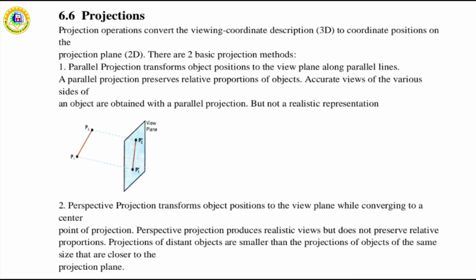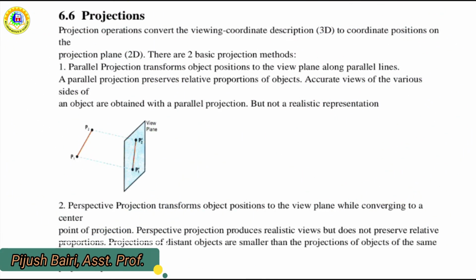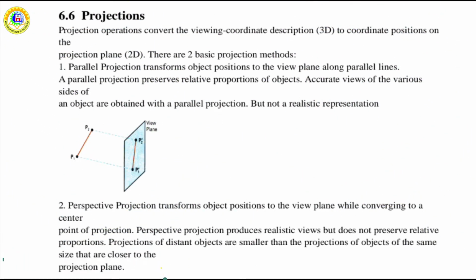But for the perspective projection, the object positions are transformed to the view plane along lines that converge to a point, which is called the projection reference point or the center of projection. So in case of perspective projection, the projectors are not parallel to each other. The projectors will converge to a point, which is known as the center of projection or projection reference point.